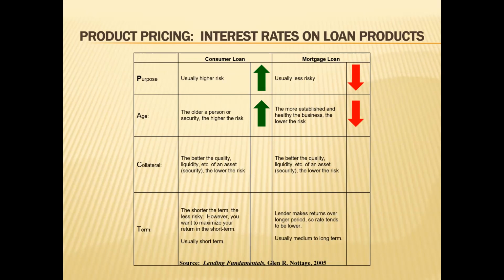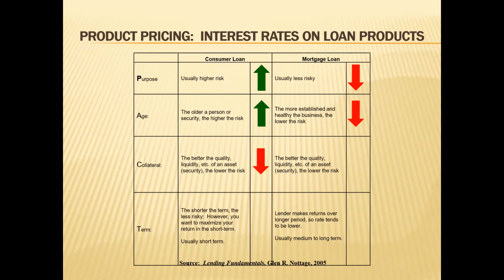So on the consumer loan, what about collateral? The better the quality, liquidity, et cetera, of an asset, the lower the risk. Anyone with the arrow? I would say it'd probably be down. Down, okay, so two of you are saying down. Yes, down. Okay, so the better the quality, the liquidity, et cetera, of an asset, or security or collateral security, the lower the risk.